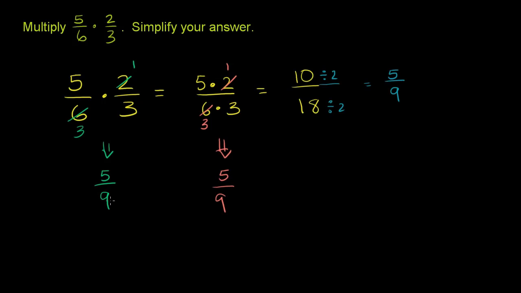So either way you do it, it'll work. If you do it this way, you get to see the things factored out a little bit more. So it's usually easier to recognize what's divisible by what. Or you could do it at the end and put things in lowest terms.